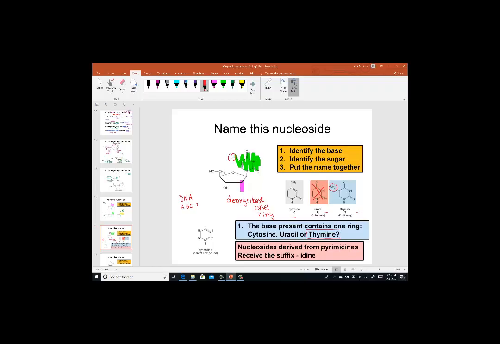So step number 1, you've identified the base. Remember that thymine, which has the parent of a pyrimidine, is going to end with a new suffix. The suffix is -ine. The sugar deoxy and the base thymine. You want to start with the deoxy. You want to write out thymidine, and you've assembled the pieces of this nucleoside name.